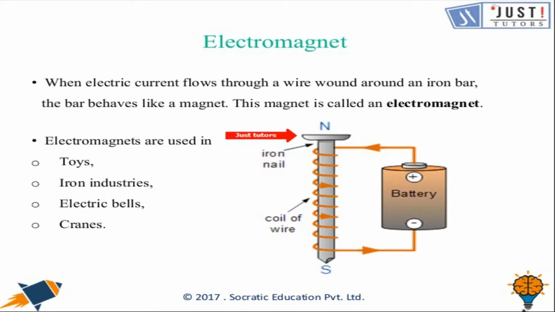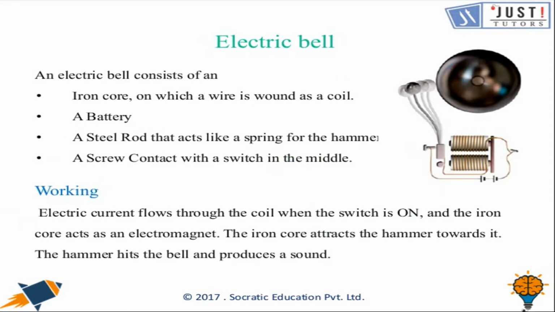Now these kinds of magnets are also called electromagnets, as they are a result of the electric current which flows through them. Now these electromagnets have a wide application. They are used in toys, iron industries, electric bells, cranes, etc. One such electromagnet is used in an electric bell.